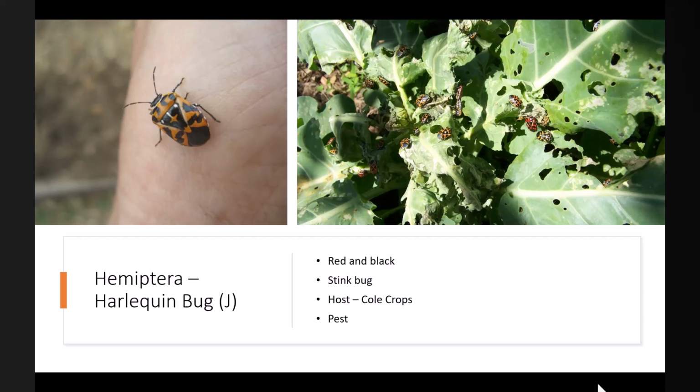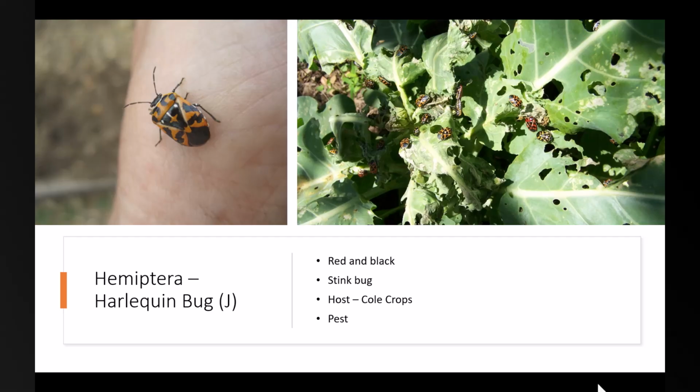Harlequin bugs are another pest insect. They are a red to orange color with black marking. They look like a harlequin, which is kind of like a jokester. They are a type of stink bug, so they smell when you touch them or irritate them or smash them. And their host are cole crops, C-O-L-E crops.